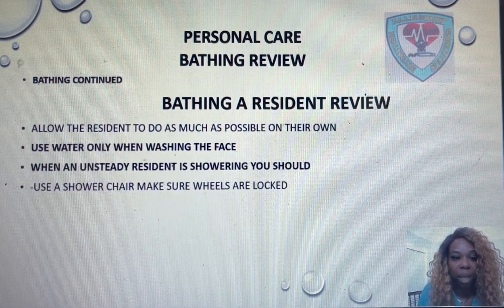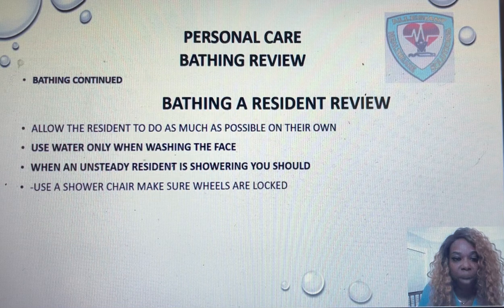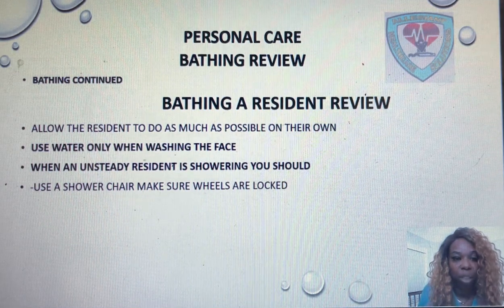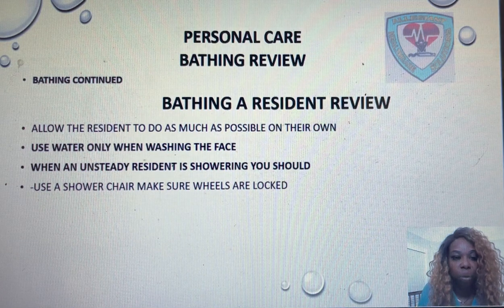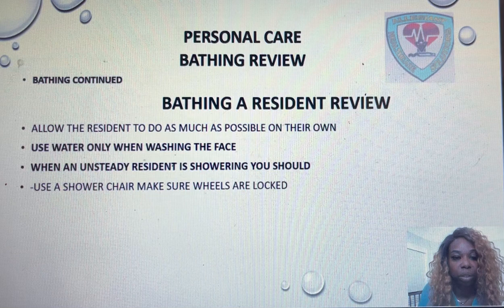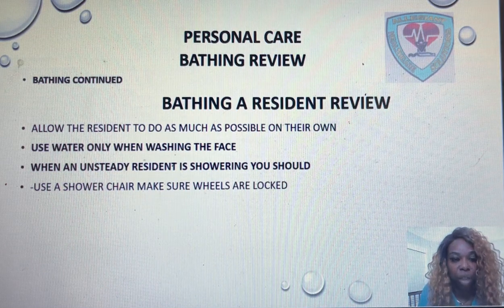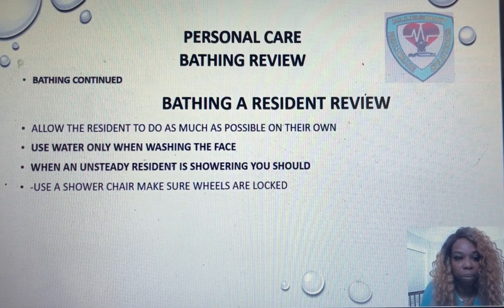You want to allow the resident to do as much as possible on their own. You want to use water only when you are washing the face, and a person that's unsteady when you are showering them, you want to make sure that you use a shower chair and that you lock the shower chair when it is in use.